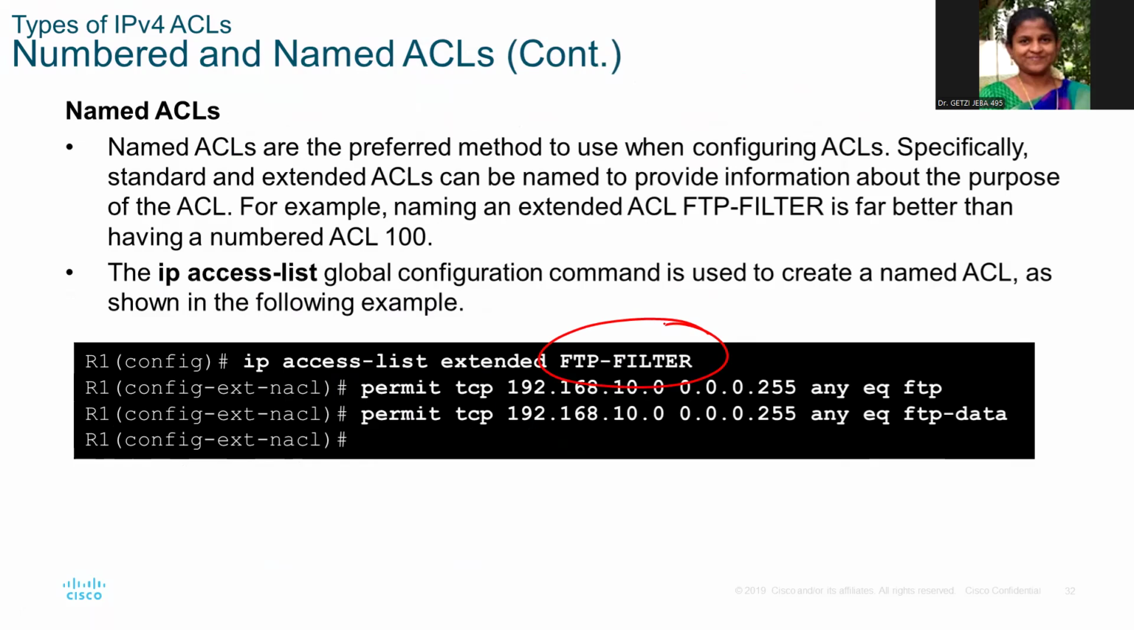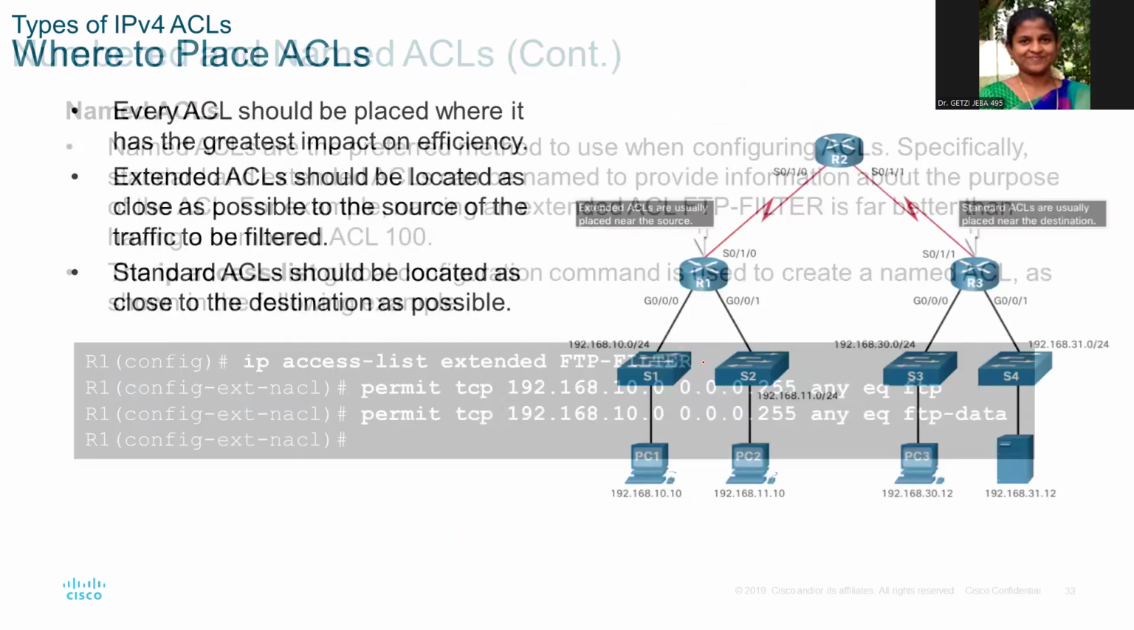For example, I just put the show command, show running or show startup configuration, and I'll see the ACL. With the name, I can understand, oh, it is an ACL for FTP, it is an ACL for TCP. Exactly, we will be able to understand that.